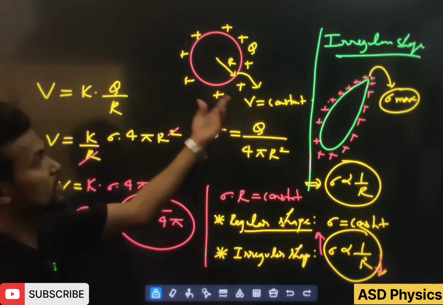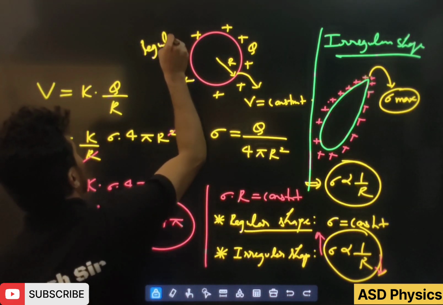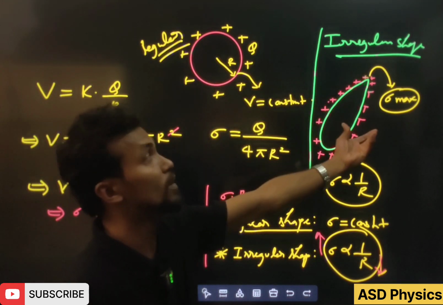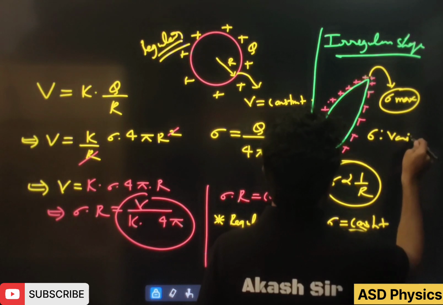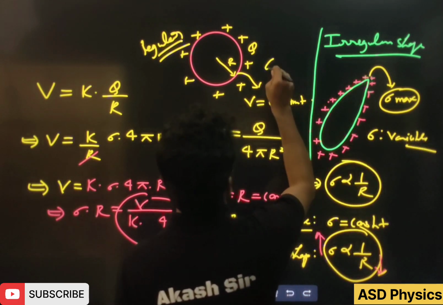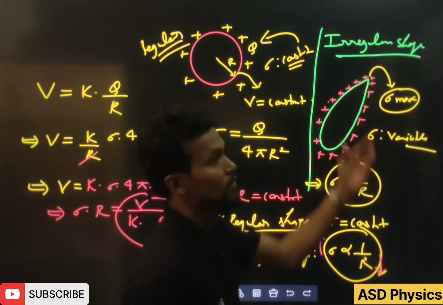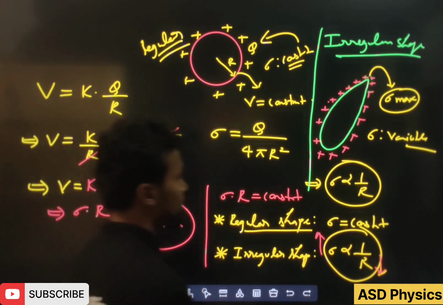So this is for regular shape and this is for irregular. Here sigma is constant. Here sigma is variable. Here sigma variable, here sigma constant, and here sigma variable. Very easy. Okay, next one.